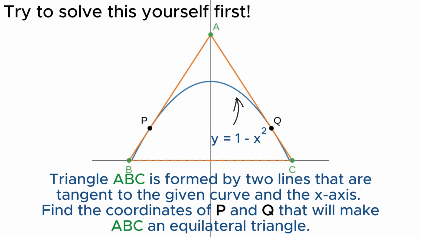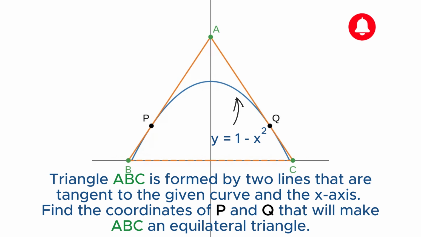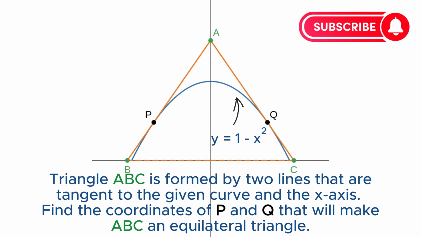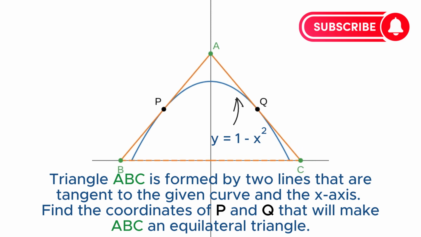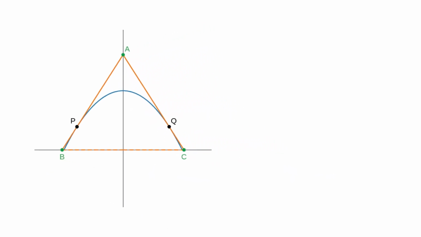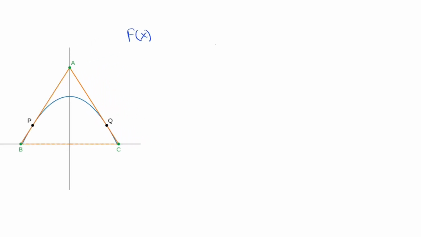So this question reads, triangle ABC is formed by two lines that are tangent to the given curve and the x-axis. Find the coordinates of P and Q that will make ABC an equilateral triangle. We're only going to focus on the right side of this sketch, and once we find the coordinate for Q, by symmetry we'll also find the coordinate for P.